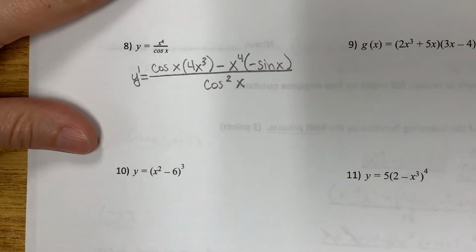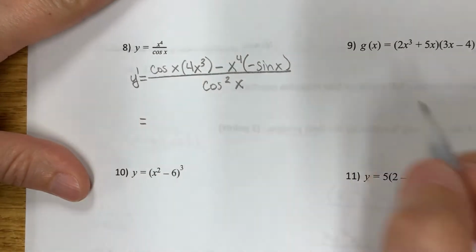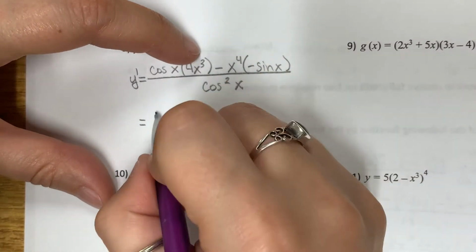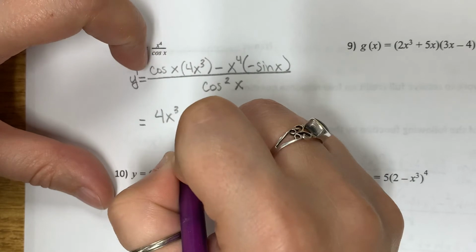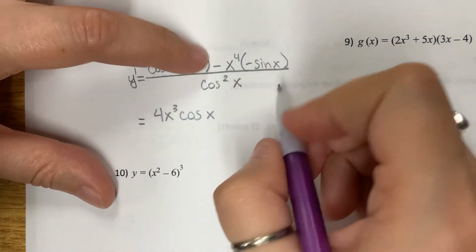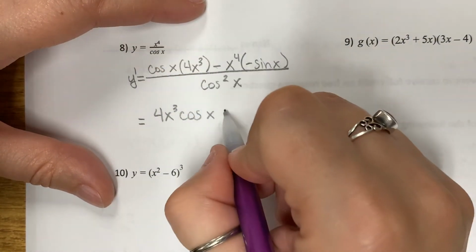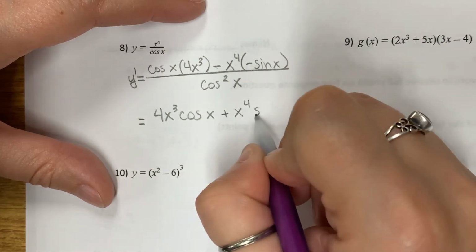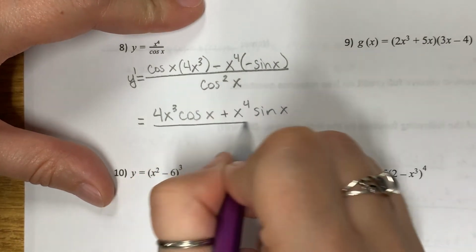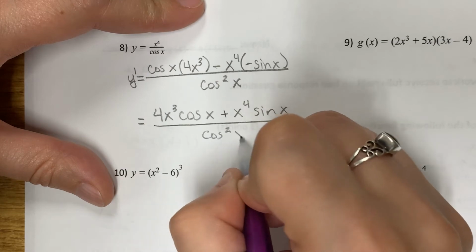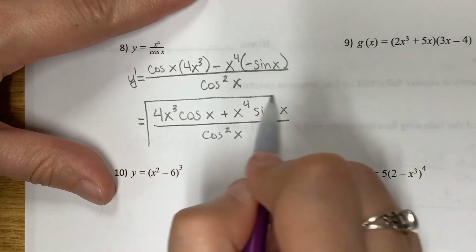So then I need to simplify that top part if I can. I'm just going to make it a little prettier. So I'm going to bring up my 4x to the 3rd cosine x. This would become a plus x to the 4th sine x all over cosine squared, and I would stop there.